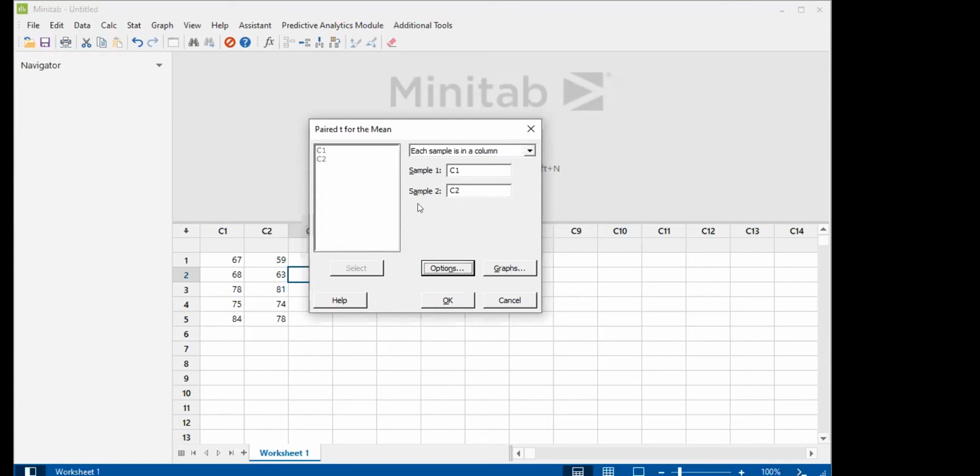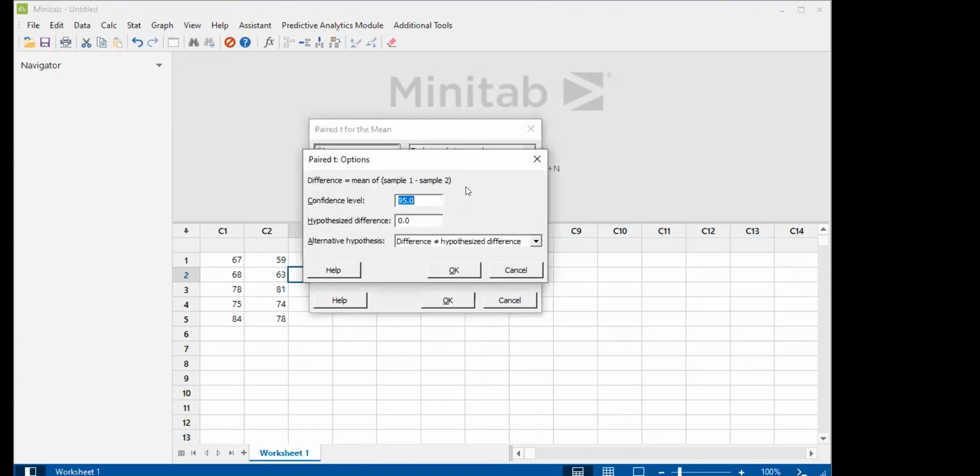I know it's very tempting to click the OK button, but before we click OK, let's hit Options and see what we need to change up here. The confidence level is what we calculated in step number 3, so 95. The hypothesized difference, don't worry about this. Let's just keep this at 0. So don't touch the hypothesized difference. The alternative hypothesis is the symbol in the alternative hypothesis. Since we used a greater than symbol, I'm going to click greater than instead of not equal to. This does change your p-value.